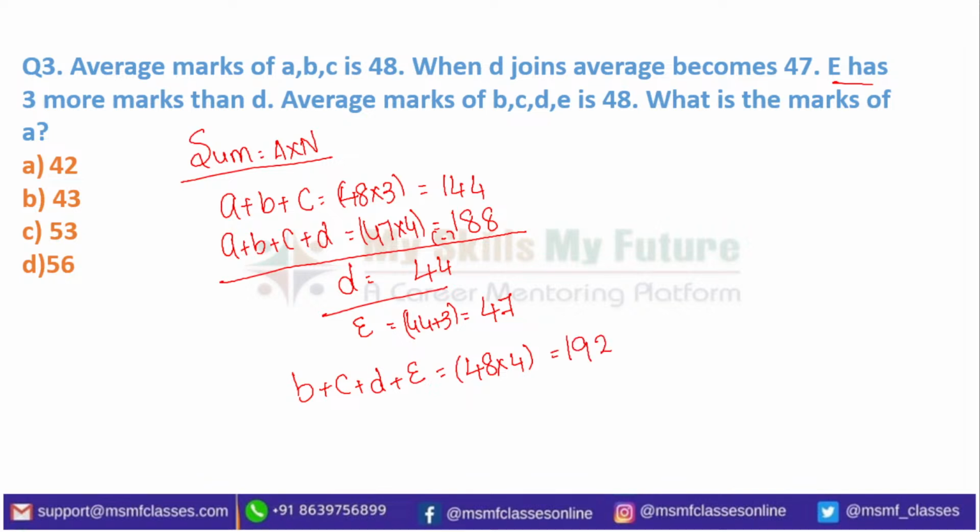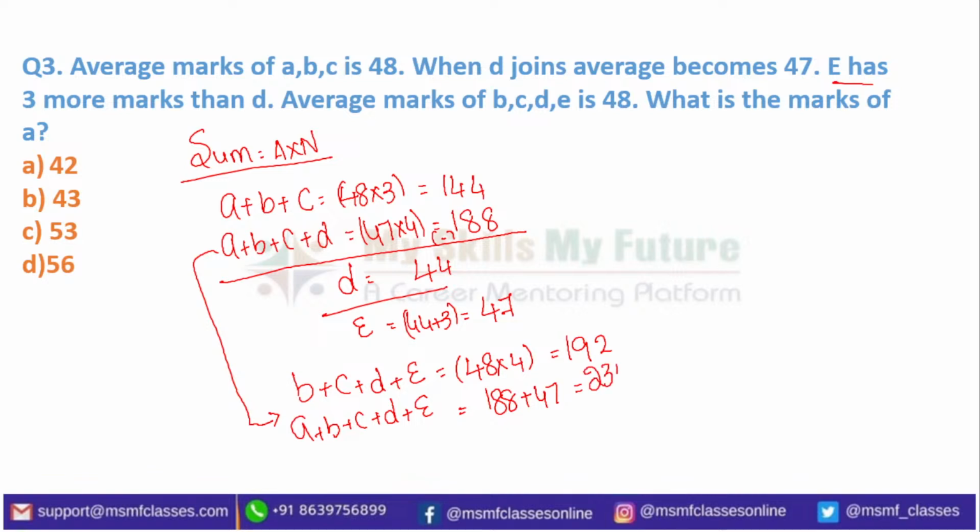We want the A value. I am adding the second equation to the E value, that means A plus B plus C plus D plus E. We know that A plus B plus C plus D value is 188, plus the E value, which is 47. 188 plus 47 is nothing but 235.